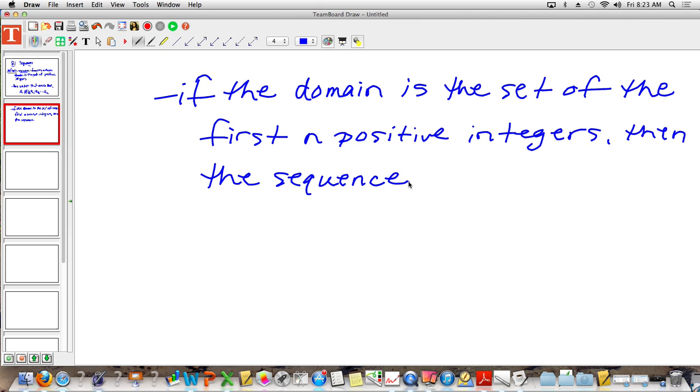All right, so then the sequence is what we call finite, because it has a very specific number of terms in it. Infinite and finite. Okay, we'll call it finite.